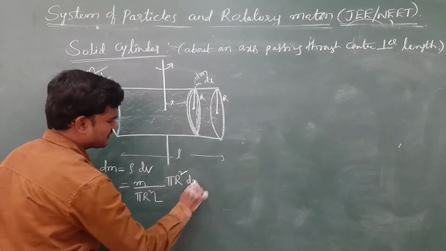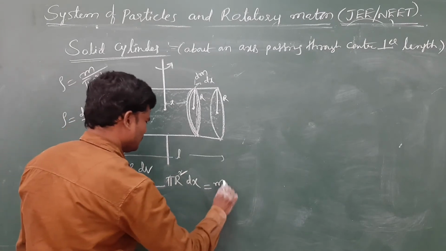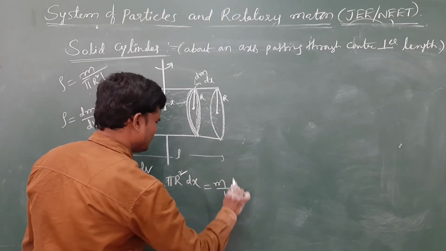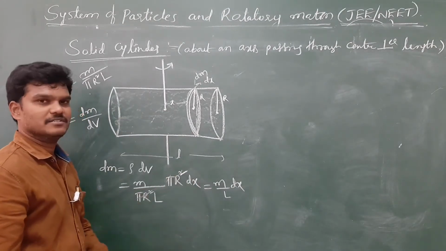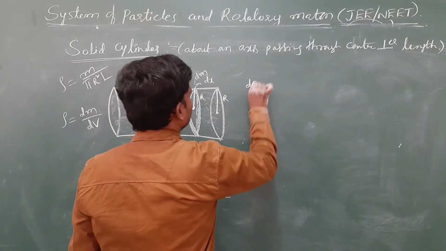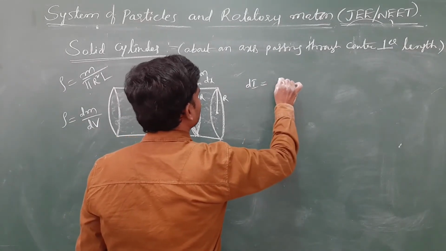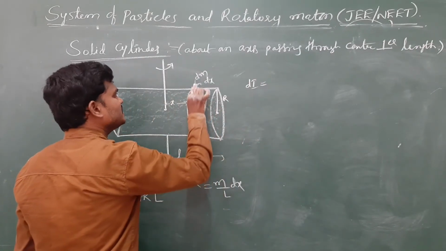Thickness of the disc, dx. Pi cancels. So you are getting m by L dx, like a rod. Just verify the rod concept as it is. And the moment of inertia due to the small part, I am using the parallel axis theorem to find this one.